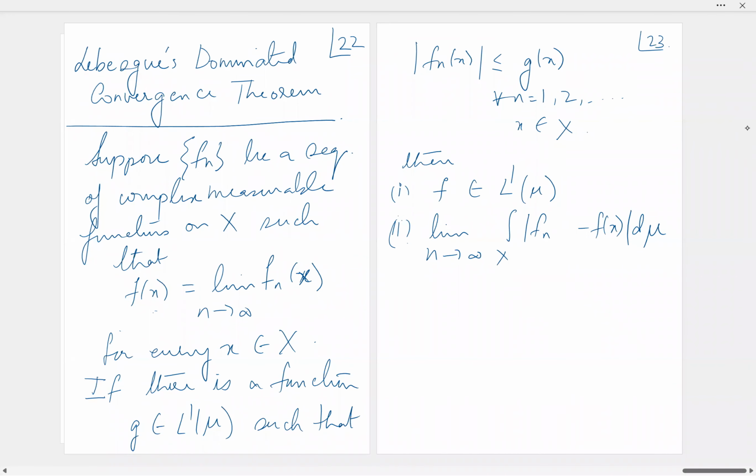Okay, I don't think we're writing x. This should maybe stick to the same notation. And this is, of course, a consequence. In fact, the proof is a straightforward corollary of Fatou's lemma. Okay. So we'll see the proof next time.